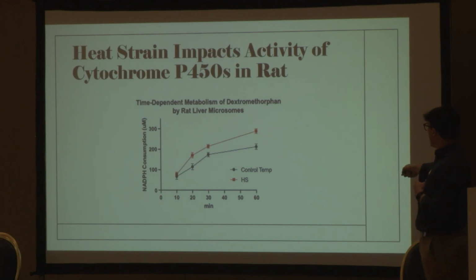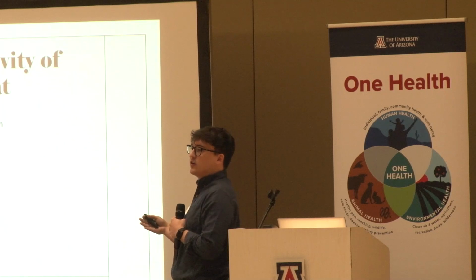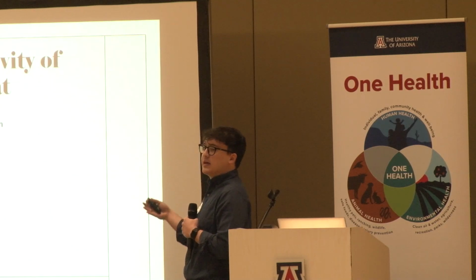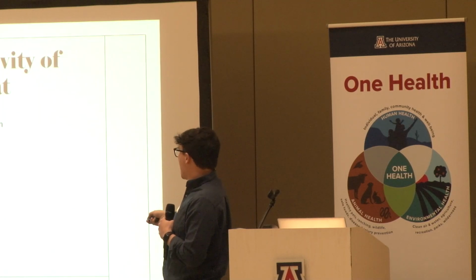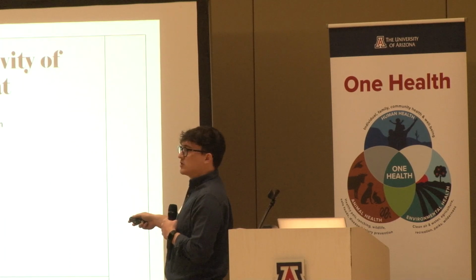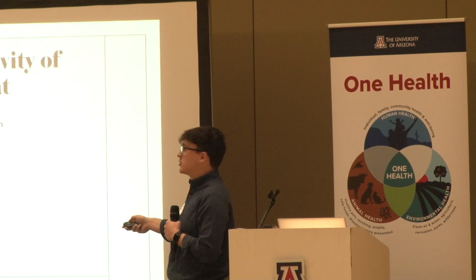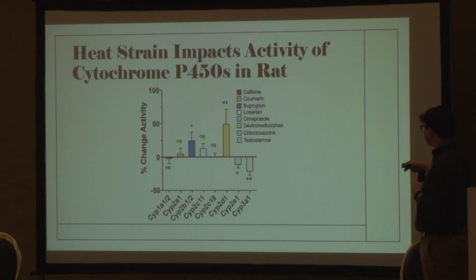And so what you can see is over time, the consumption of substrate, in this case dextromethorphan, so CYP2D1, is increased in our heat-stressed rats versus our control rats. And so what we see is an increase in the activity of this P450 enzyme in heat stress. So I replicated this with a number of other isoform-specific drugs. I've got that list here.